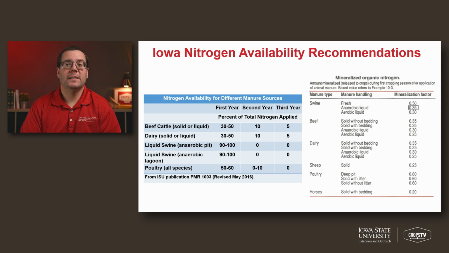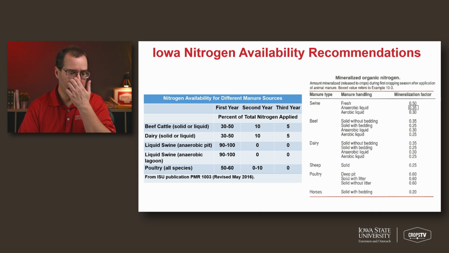Many states are moving back to this Midwest Plan Service style recommendation, which I'm trying to illustrate on the slide. When you sample your manure, all that ammonium is first year available. It's already in a form we know plants can utilize. And we just have to start claiming some credit for our organic nitrogen. Depending on how it's been stored beforehand and the diet that the animals have been fed, we can choose different mineralization factors.